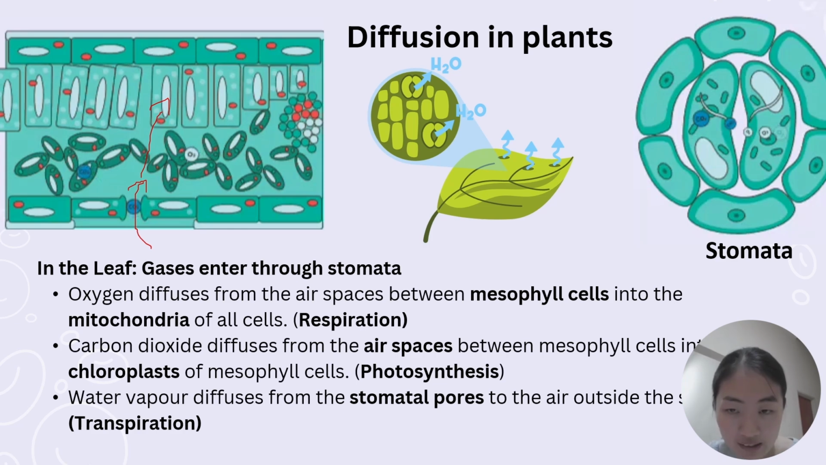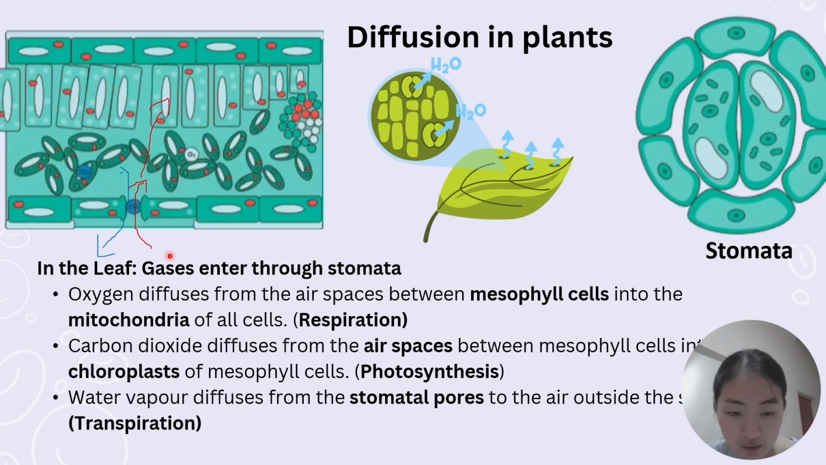Then how about the oxygen? During photosynthesis, oxygen is produced, making the oxygen concentration higher inside the cell. This makes the oxygen concentration higher inside the airspace between the mesophyll cells than outside. So the oxygen will diffuse from the airspace inside the leaf to the outside atmosphere.